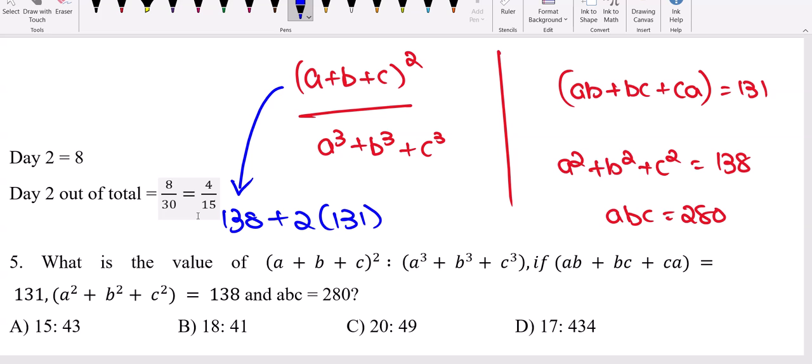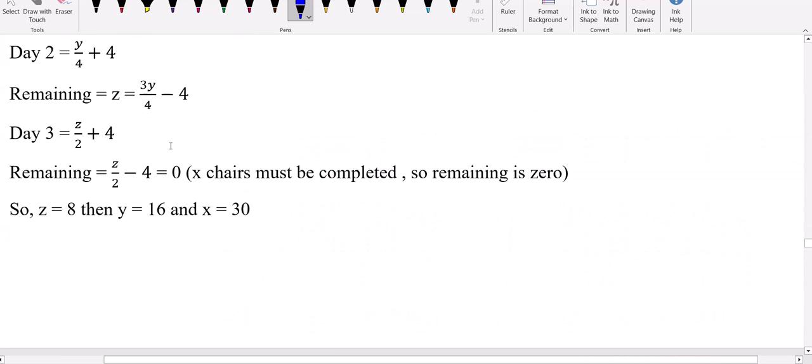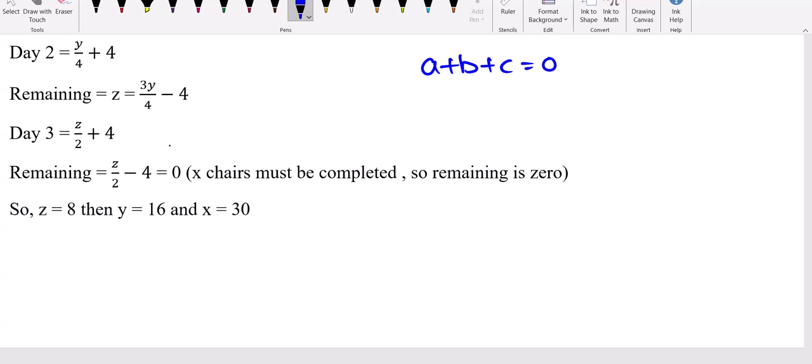Generally, if they mention that a plus b plus c equals 0, then a cube plus b cube plus c cube you can develop as equal to 3abc. That is not given in the question here, but I hope you know that property. If a plus b plus c is 0, then a cube plus b cube plus c cube equals 3abc, if I am not wrong.